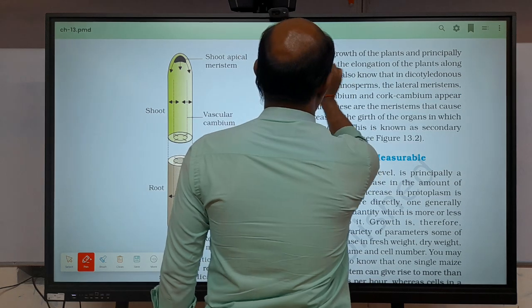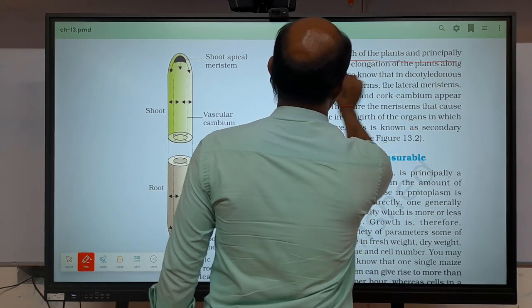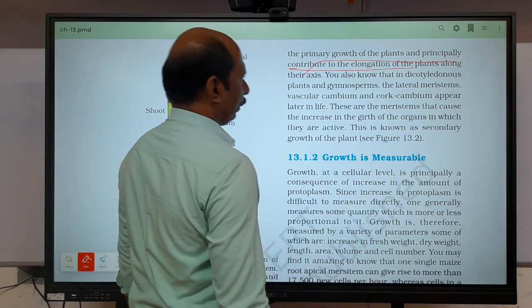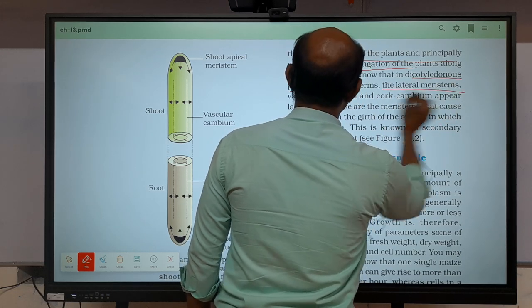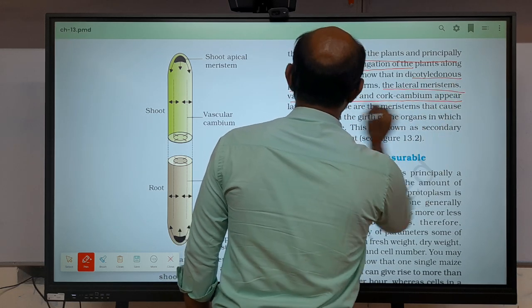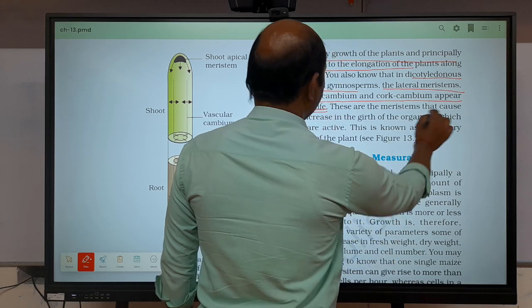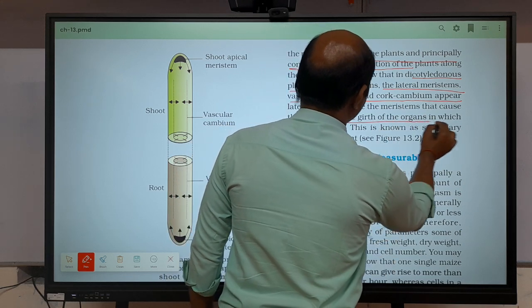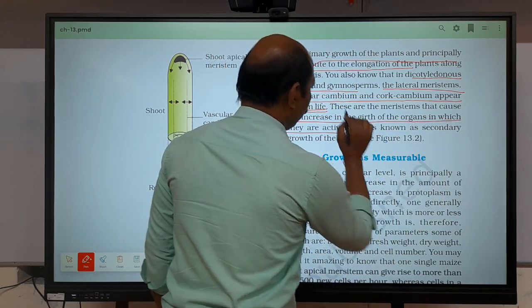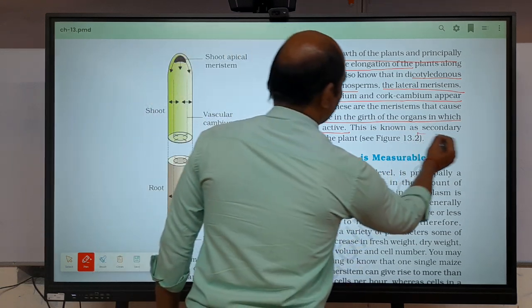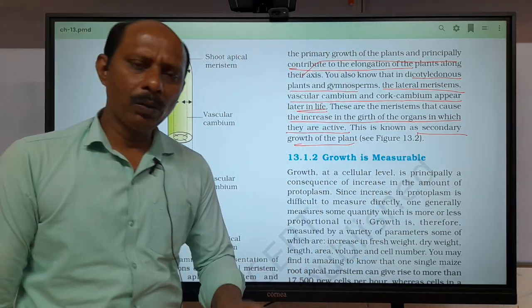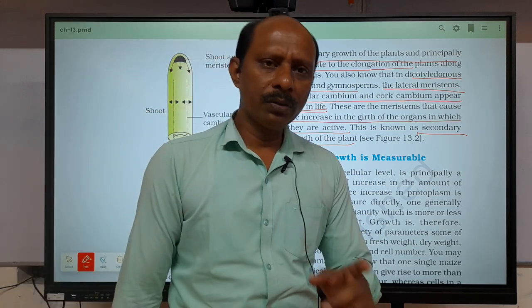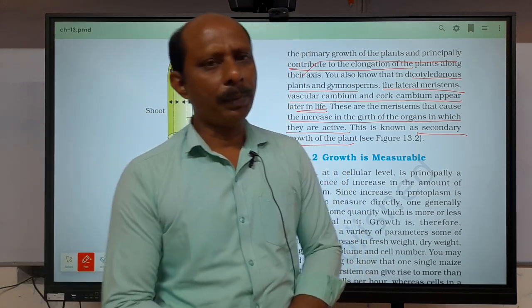This primary growth is for elongation, right? And second, in dicot and monocot, the lateral meristem, cork cambium, appears later in life, and these cause the increase in the girth of the organs in which they are active. This one is known as secondary growth of the plant, right? So for primary growth apical meristem is responsible, and for secondary growth cambium and cork cambium are responsible.